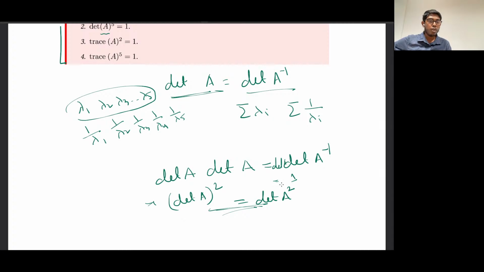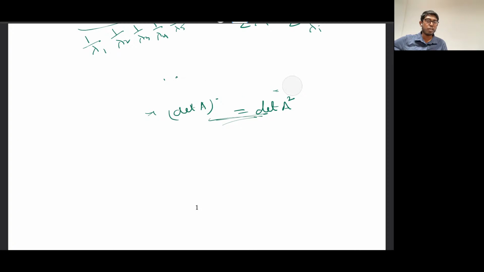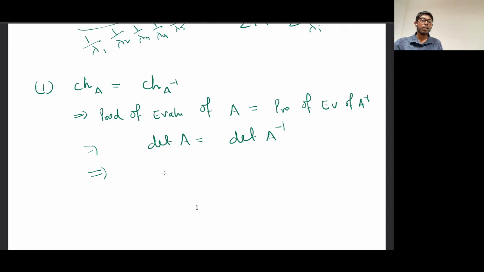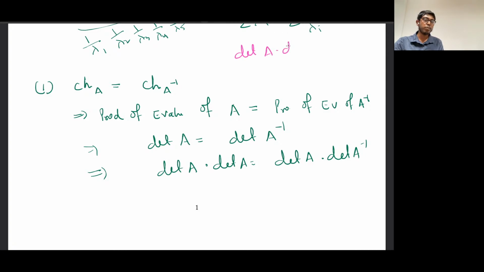Yeah. So let me just summarize this, because it may not be clear to others. The first thing is that the characteristic polynomial of A equals the characteristic polynomial of A inverse. This implies the product of eigenvalues of A is the same as the product of eigenvalues of A inverse. So this implies determinant of A is the same as determinant of A inverse. And this implies determinant of A times determinant of A equals determinant of A times determinant of A inverse. Now determinant has this property that determinant of A times determinant of B is the same as determinant of A times B.